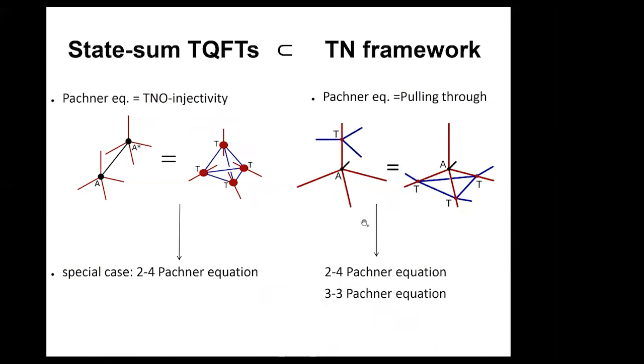And you can look at other tensor deformation, deforming this and another tensor contracted here on the virtual level, passing through, being pulled through the local tensor. That's going to correspond to the 3 to 3 Pachner equation.